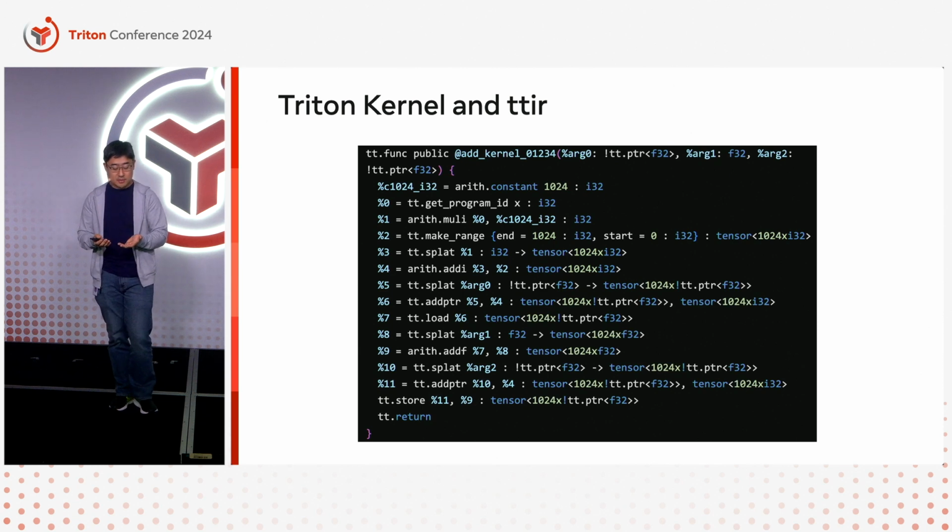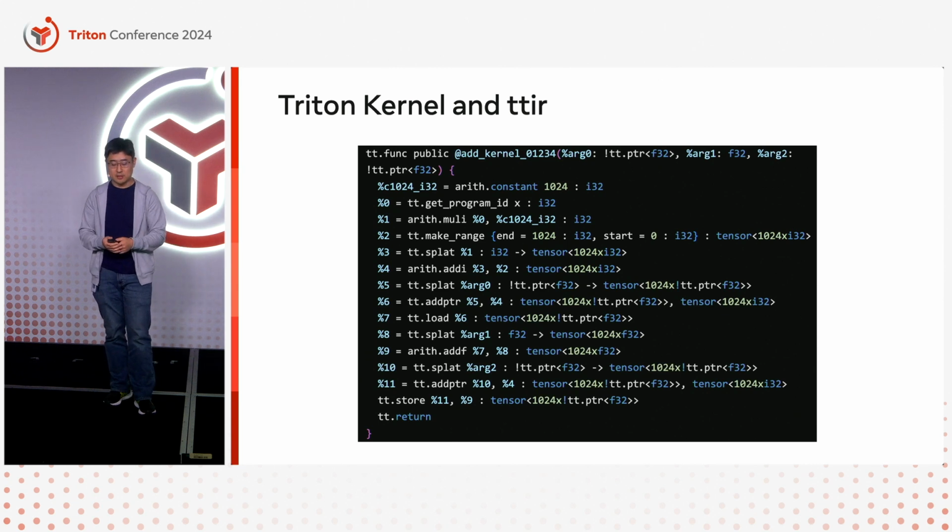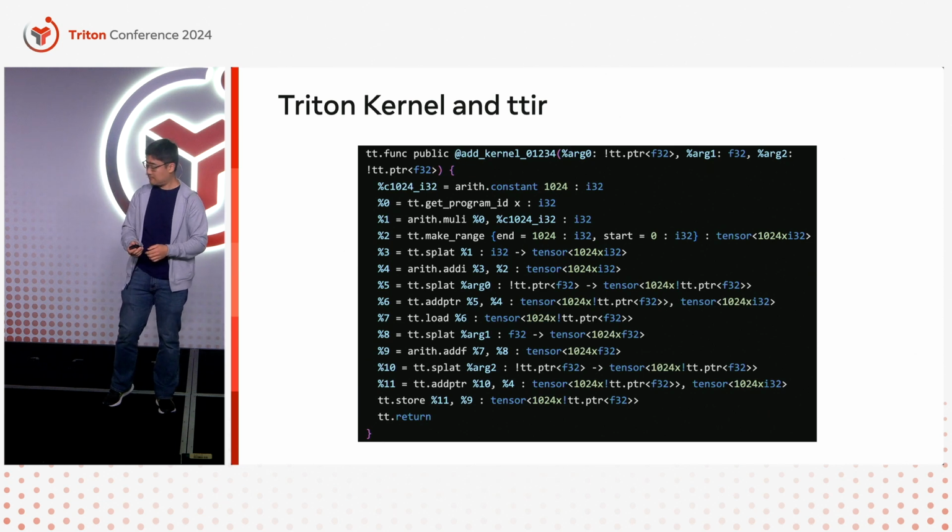In calculating %7, we perform tt.load to actually perform the memory load. And then you can see the pattern happens yet again, where we splat arg1, which is our scalar value, into a tensor of 1024. And we use arith.addf to actually perform the arithmetic operation. All right.